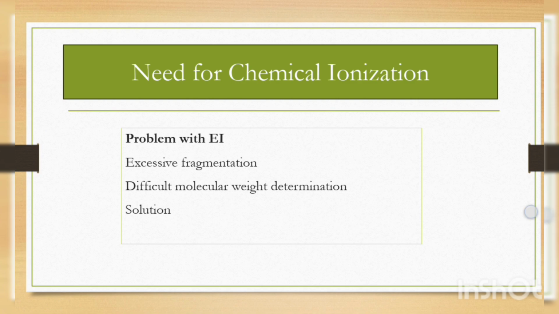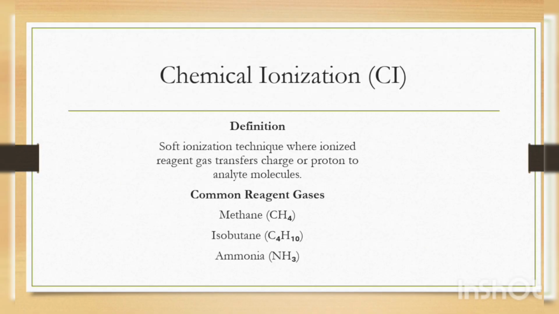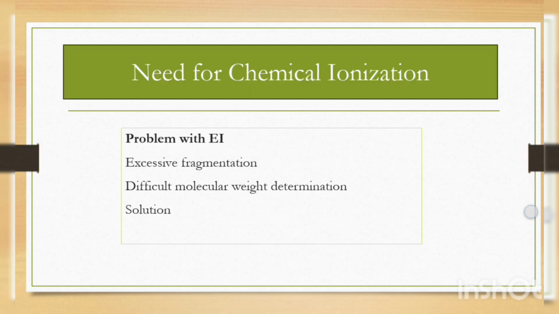Now, we have identified a problem with EI. EI gives us excellent structural information, but it can produce excessive fragmentation. If fragmentation is too extensive, the molecular ion peak may be weak or absent, then determining the molecular weight becomes difficult. We need stronger molecular ion related peaks.